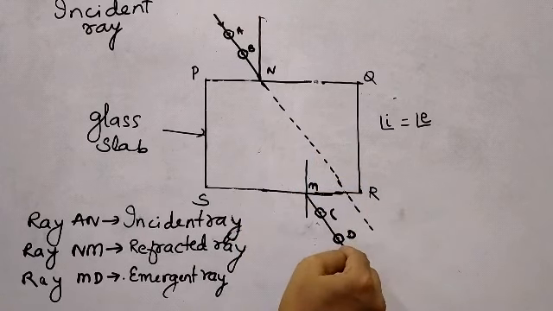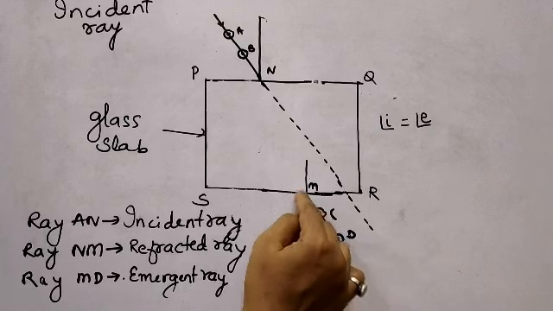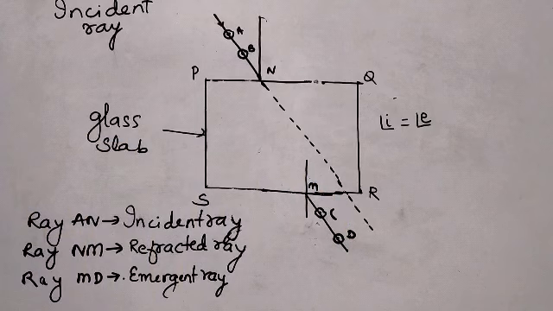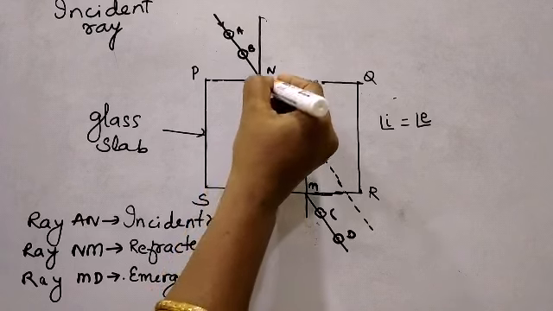Now join the inclined line CD in order to meet side SR at point M. Also join point M and N. So I'm going to join point M and N.